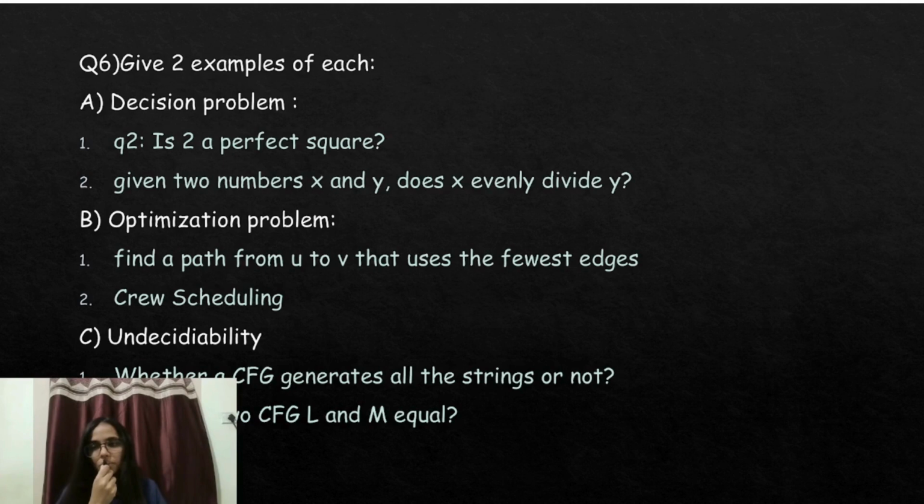So the type of decision problems are as follows. The first example is: is 2 a perfect square or not? We can have two decisions in this problem, that is yes or no. Is 2 a perfect square or not? So the answer would be no.